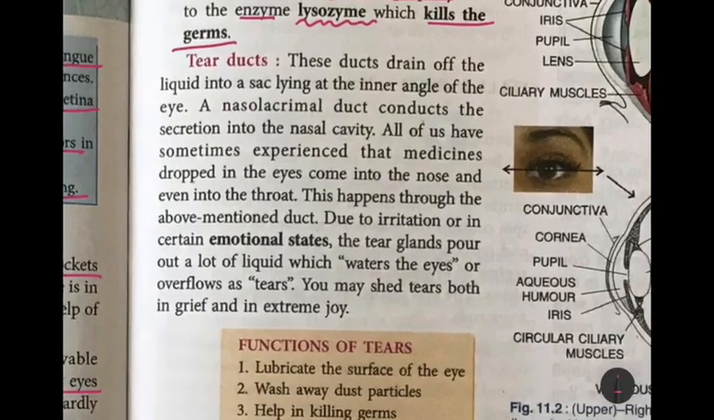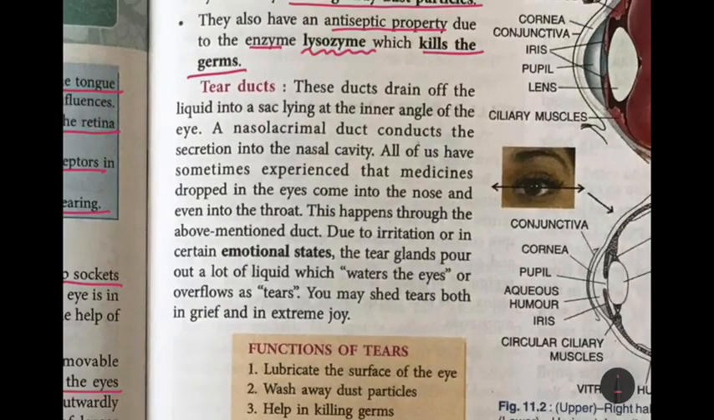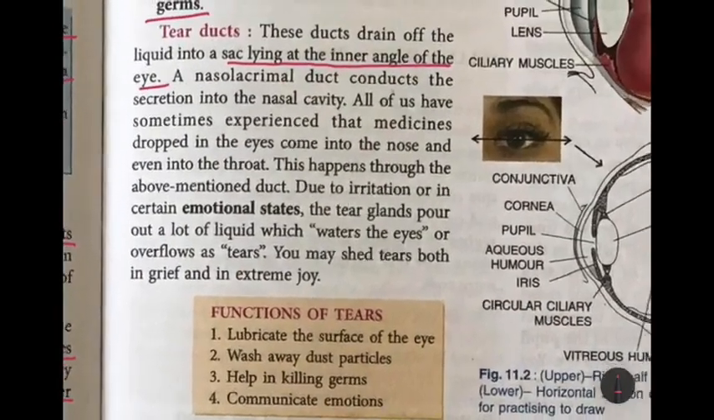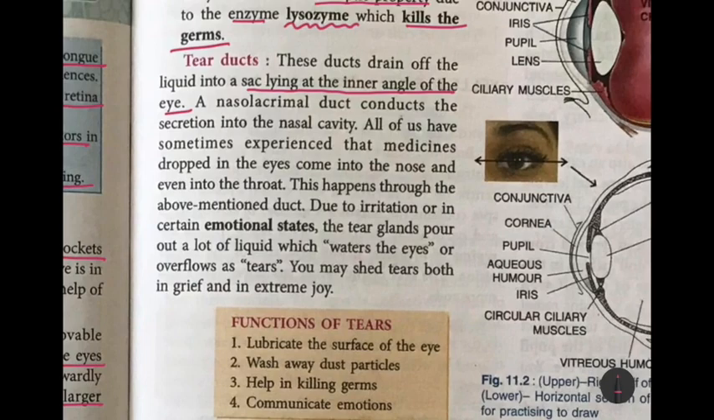Now next, tear ducts. These ducts drain off the liquid into a sac lying at the inner angle of the eye. So I already showed you here, from here you have the lacrimal duct which takes the tears into the lacrimal sac, and it remains there. And then I already talked about the nasolacrimal duct also, which takes the secretion into the nasal cavity. So I already told you that when eye drops are put, it comes into the nose and even into the throat, and you can feel the bitter taste.